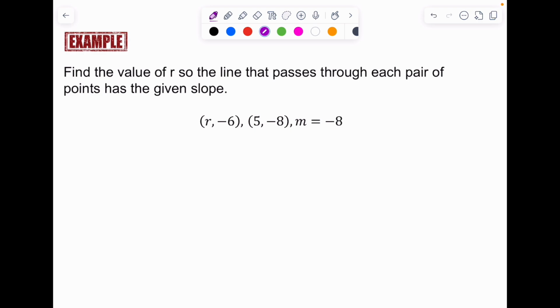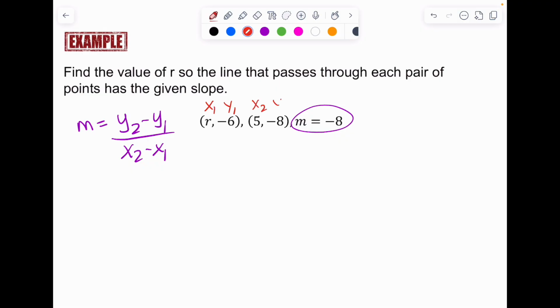Okay, so this problem is just an application of how we use the slope formula. So we know that the slope formula is y2 minus y1 over x2 minus x1. So they're saying we need to find the value of that x coordinate. They use the variable r, so that when we take y2 minus y1 over x2 minus x1, we get the slope of -8. So I'm going to go ahead and label my points. So we have x1, y1, x2, y2.